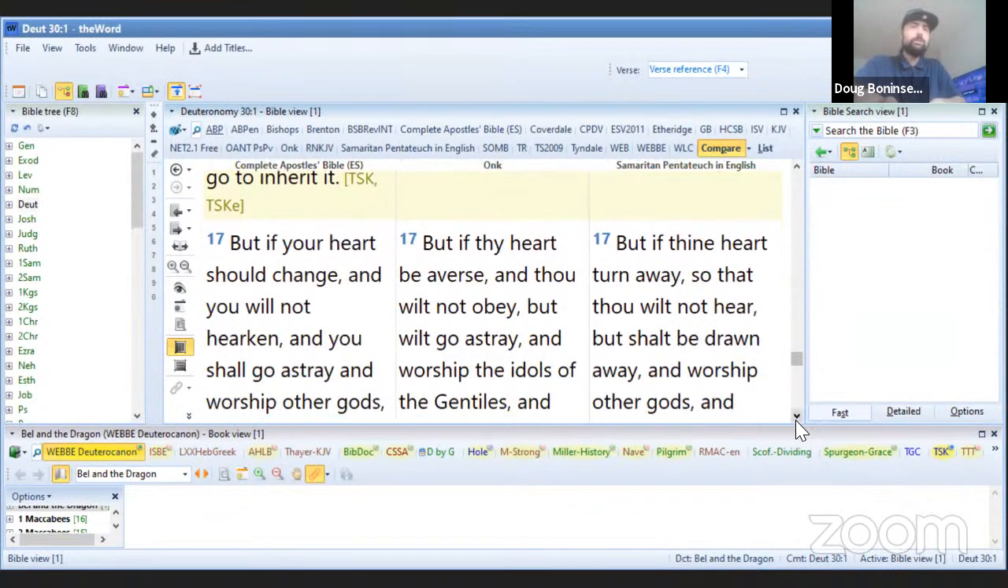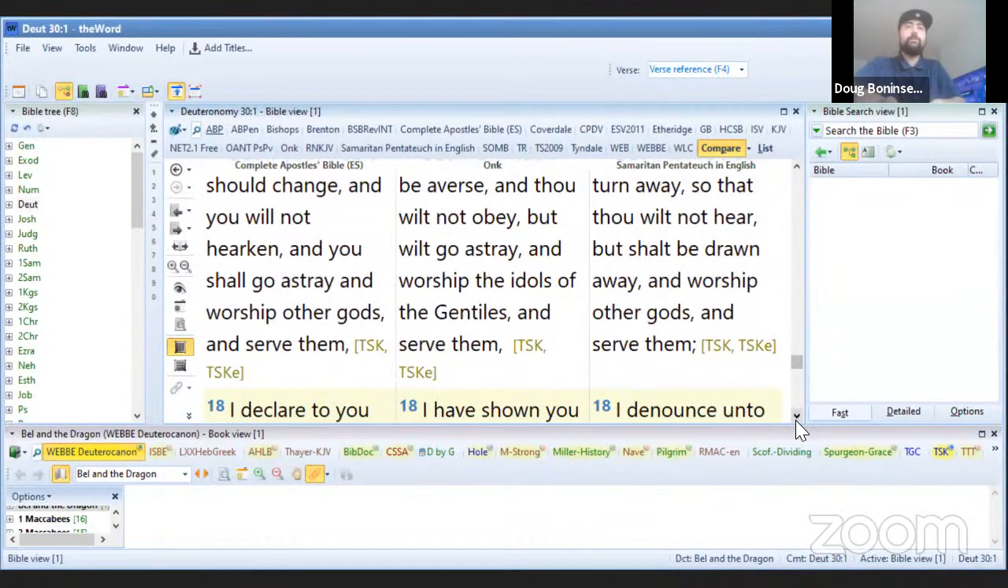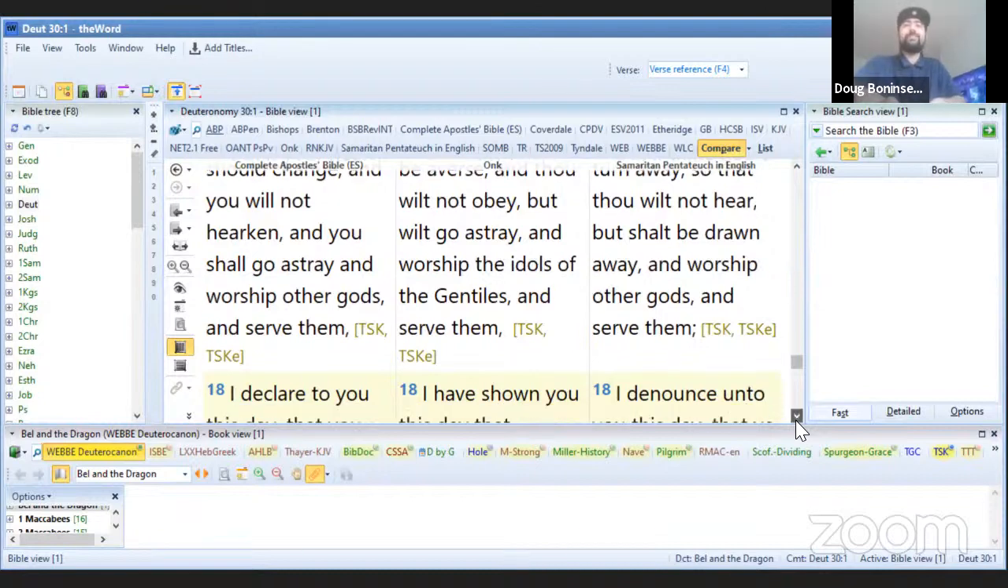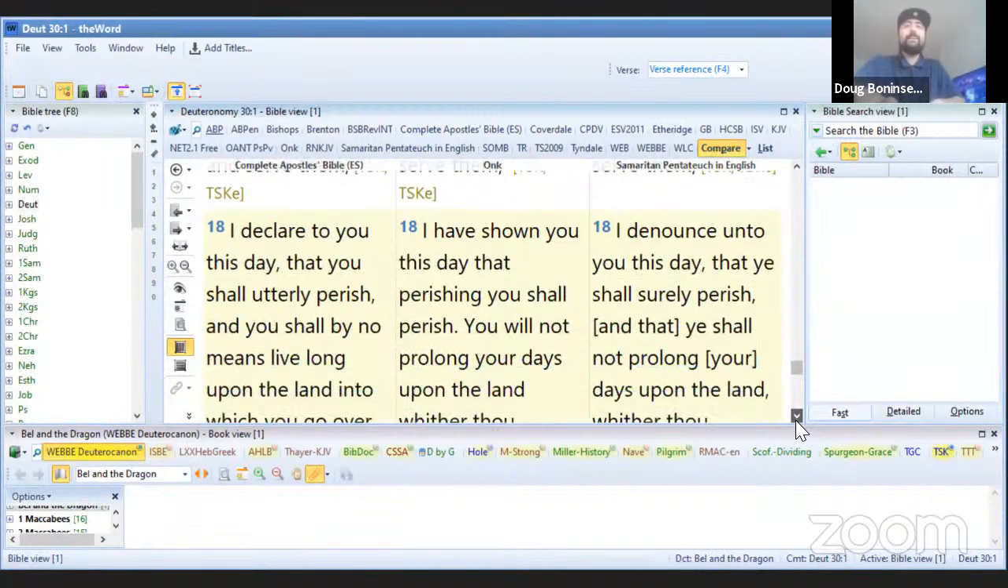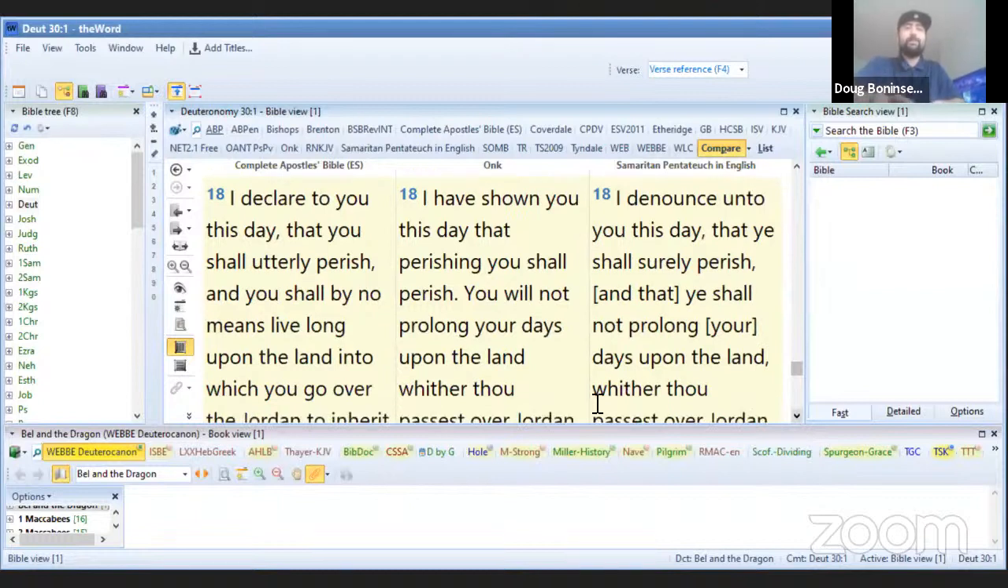But if your heart should change and you will not hearken, and you shall go astray and worship other mighty ones, and serve them. I like how the Onkelos is a little bit more specific. It says worship the idols of the Gentiles and serve them. Mm-hmm. That kind of makes sense historically because that's where they're about to go, or in the time of Daniel.